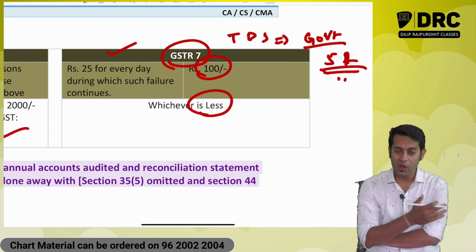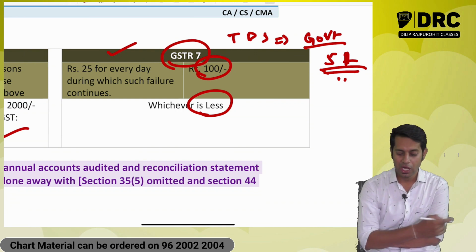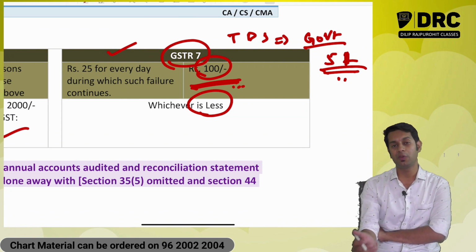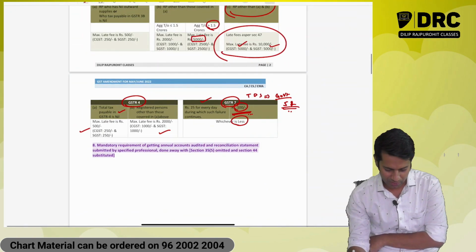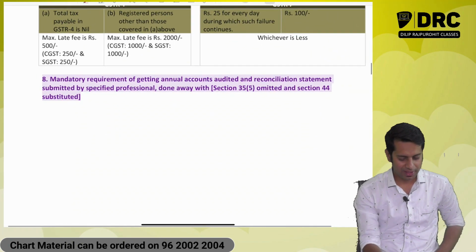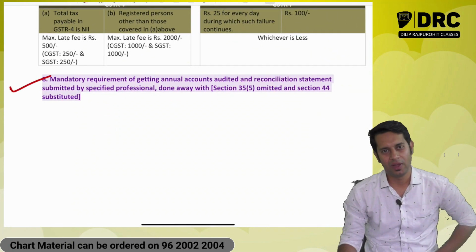Now, if the government is not depositing the taxes within the time limit, the maximum amount of late fees which they are going to collect is 100 rupees. Okay, nothing can be done. Government are the lawmakers, they will make the law as per their own benefits.